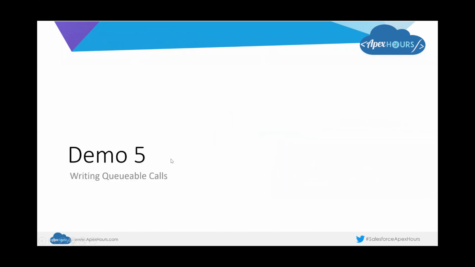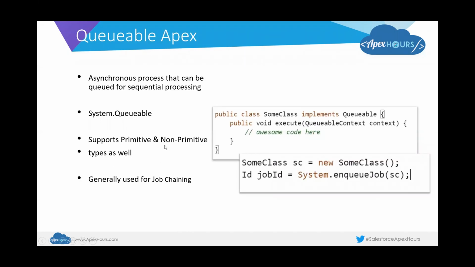Sorry about the misprint, but anyway, in order to implement Queueable Apex, all you have to do is implement the Queueable interface, which is part of the System class. So System.Queueable is the interface you will implement. The best part about Queueable is that it supports primitive and non-primitive types as well. It's generally the best fit when requirements call for job chaining.